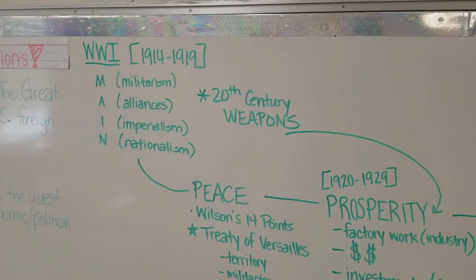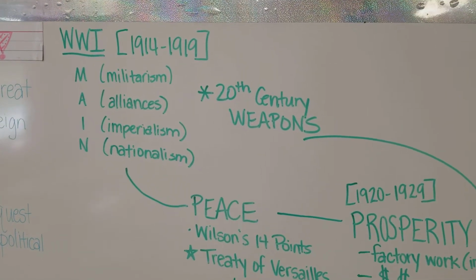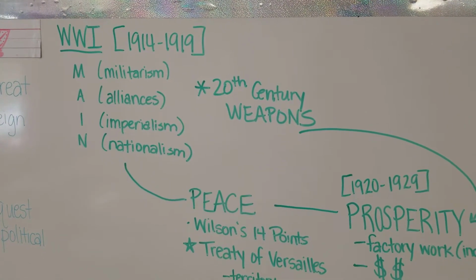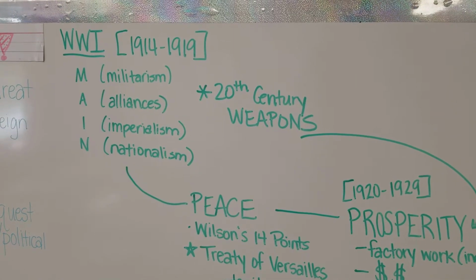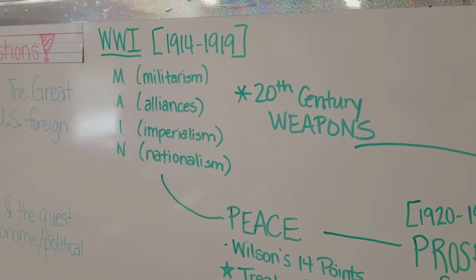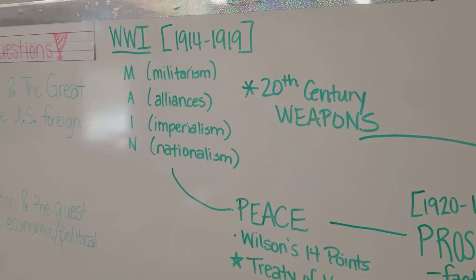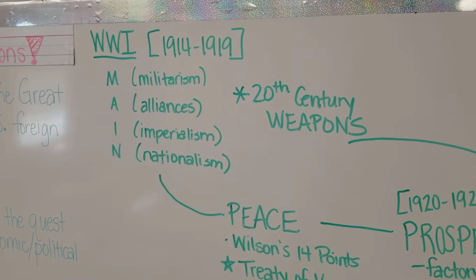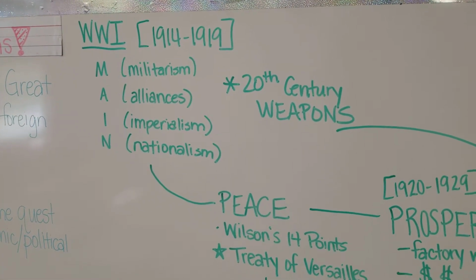We start out this process talking about what was going on leading to the World War I era. We're talking about 1914 until 1919. I taught you about the acronym MAIN. Main causes of World War I: militarism, alliances, imperialism, nationalism.